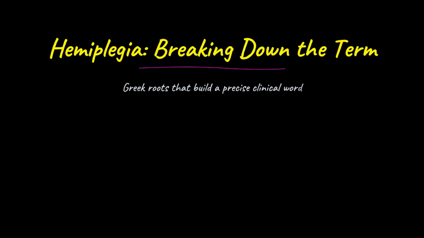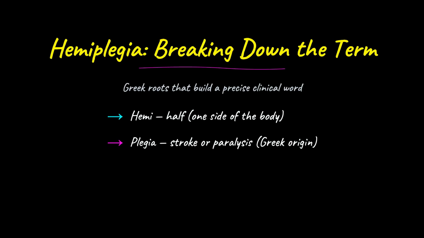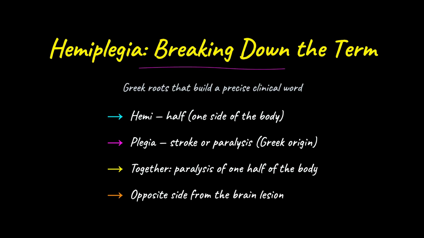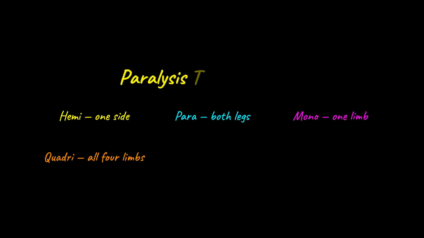The word hemiplegia decomposes neatly. Hemi means half, and plegia comes from the Greek for stroke or paralysis. Combined, the term describes paralysis of the half of the body contralateral to the brain injury, making it one of the most common and recognizable consequences of stroke.